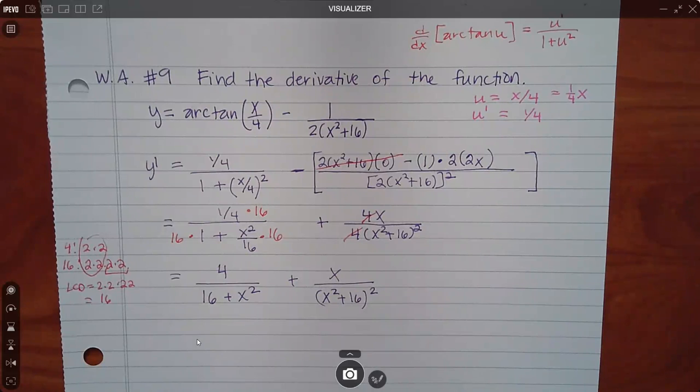Is it x squared plus 16 squared, or this x squared? Aren't they the same thing? It doesn't matter what you add on the front or the back, right? So this is the same as this, except that one's squared, right?